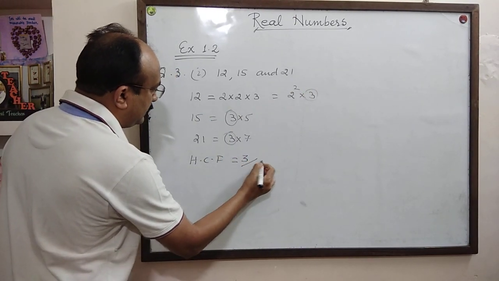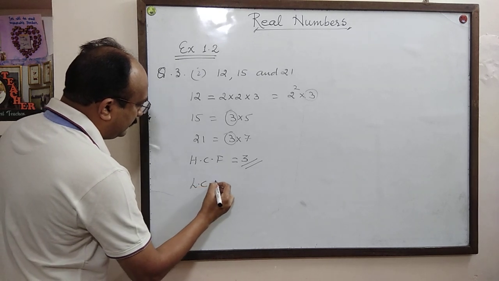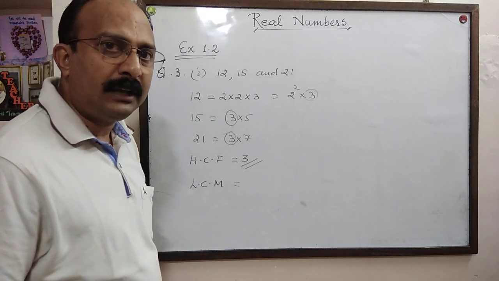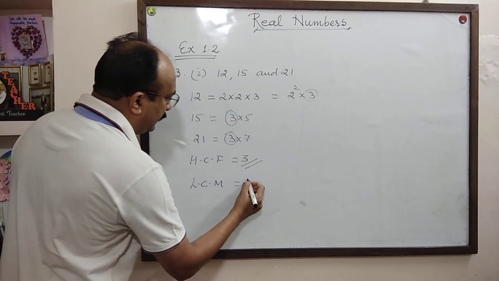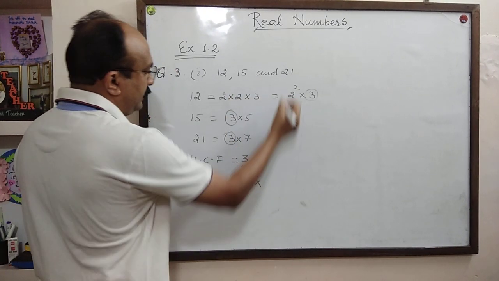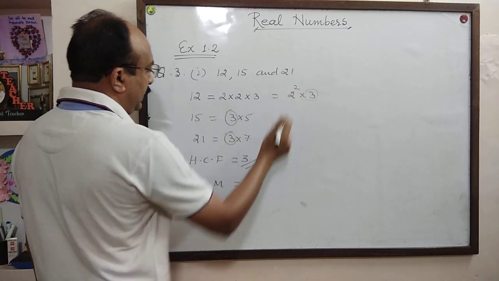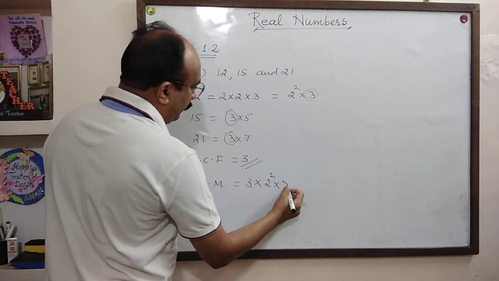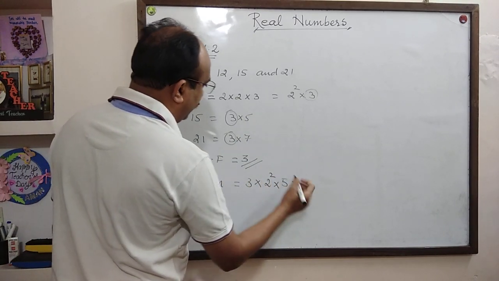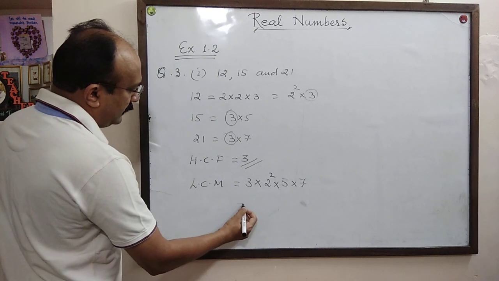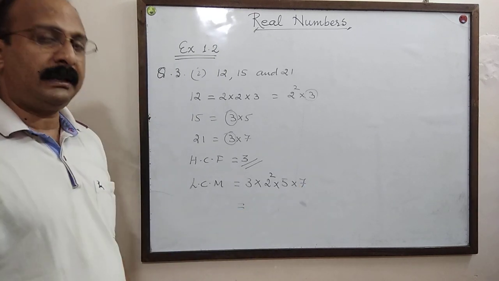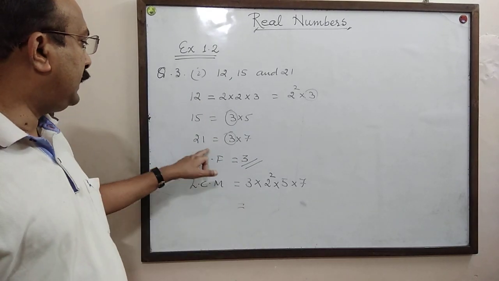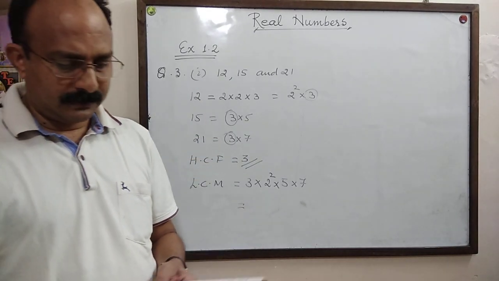So HCF is 3. Other than 3 there is no common factor. Now for LCM, what is the rule? Highest power of the common factor. Here the highest power is only 3 power 1, that is 3. All the left out powers: from here we will take 2 power 2, from here we will take 5, and from the third one we will take 7. Multiply them together, that is the LCM. For three numbers there is no relation, so find the HCF and LCM, that's all.